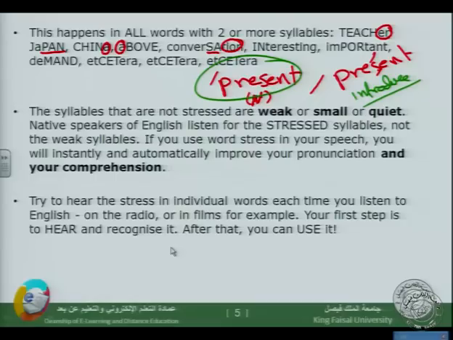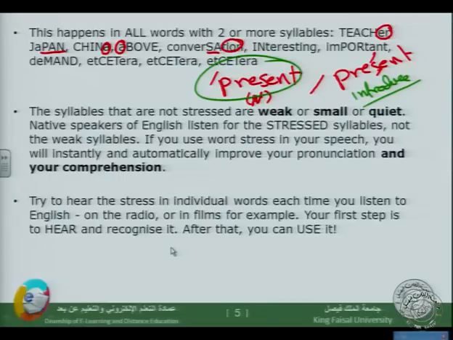So my advice is usually try to hear the stress in individual words each time you listen to English, maybe on the radio or films or the TV. So your first step is to hear and then recognize it. After that you can use it. Imitate them. To imitate means يقلد. Okay? In the coming classes, we will talk also about the intonation and linking sounds.